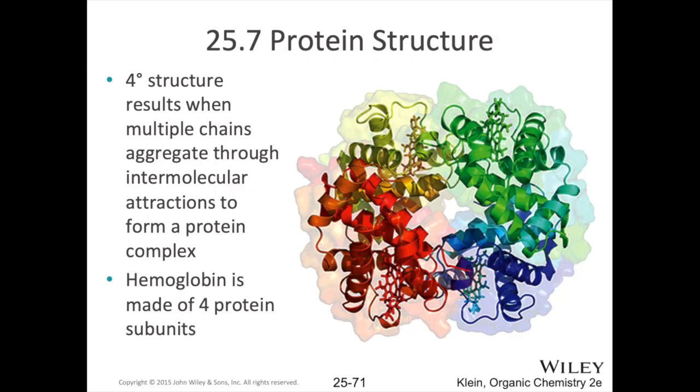Okay, and then finally, the quaternary level results from multiple chains combining. Again, we use intermolecular interactions between side groups. So it's kind of like the tertiary level of structure, just on a larger scale. Instead of being intramolecular within a peptide strand, it's intermolecular between multiple strands, multiple sections of protein. For example, here we have hemoglobin, and this is made up of 4 different protein subunits. It's the quaternary level of structure that connects those units together.